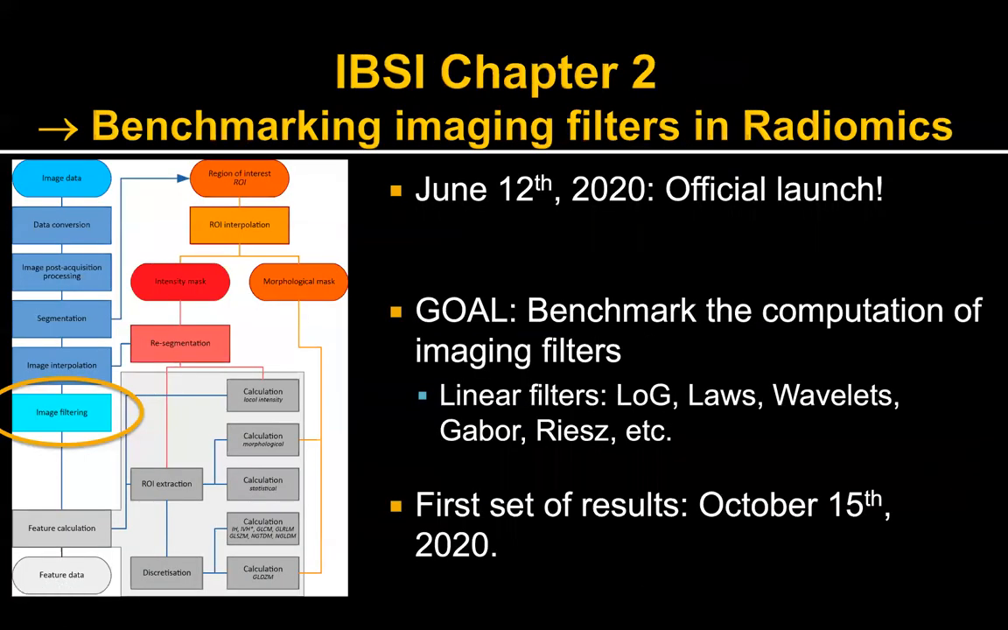And then I wanted to finish with IBSI Chapter 2. As I said at the beginning, IBSI-1 is done, published, and we hope that people can use the work of IBSI-1 to benchmark their code. And then recently, in the month of June, we launched IBSI Chapter 2, which is about benchmarking imaging filters in radiomics. So this is the same process as you've seen before, but we added this image filtering part here.